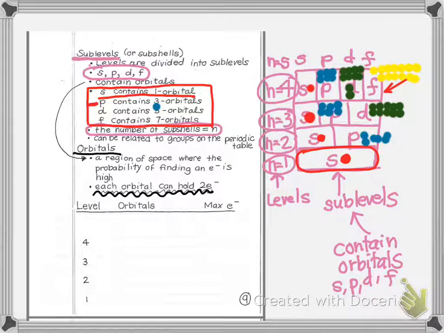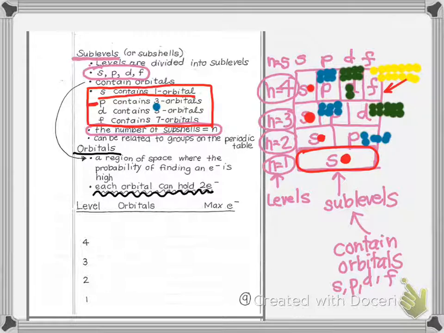So let's try to go through this picture and see if we can put a little bit of this together already. And I know it's challenging. I know this is challenging. And it's all theoretical. I want you to ponder on it. And in the next video, we will put it back onto the periodic table.